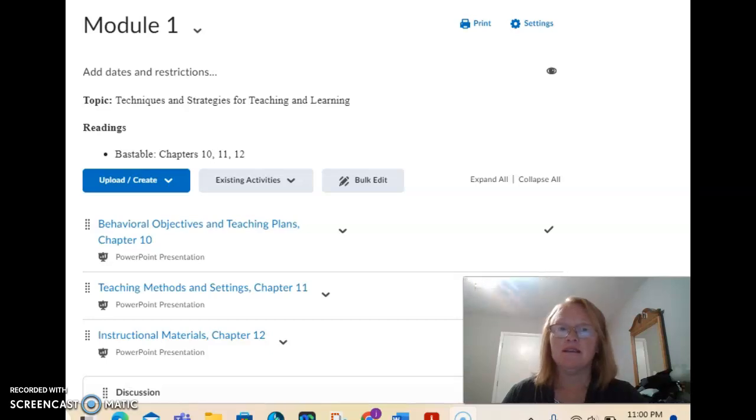Now, Chapter 10 also outlined the development of teaching or lesson plans. Teaching plans provide the blueprint for organizing and presenting information in a coherent manner. Please do take some time to review the example teaching lesson plan on page 465 of Bastable. This plan will help the plan that you develop for this course.